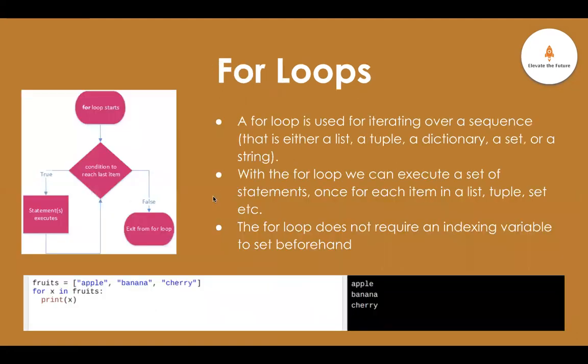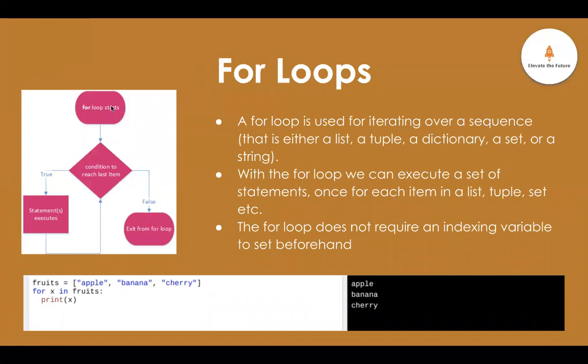The next thing we learned were for loops. A for loop is used for iterating over a sequence, whether that's a list, a tuple, a dictionary, a set, or a string. With the for loop, we can execute a set of statements once for each item in the list, tuple, or set, etc. The loop does not require an indexing variable to be set beforehand. The indexing variable here would have been like number. Here we don't need that.